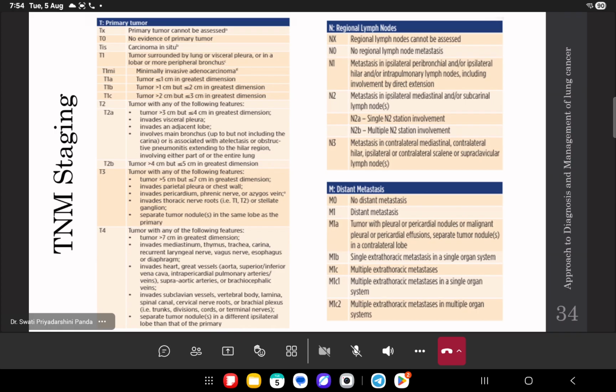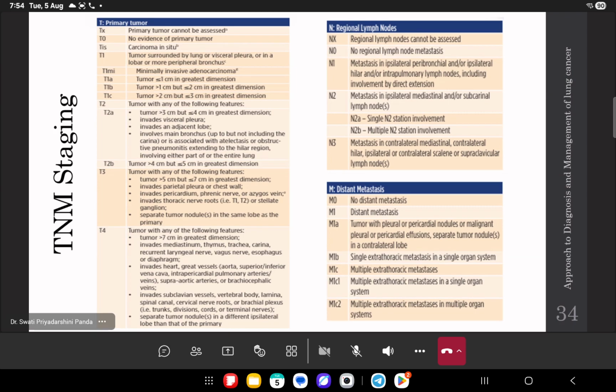T4 includes tumor size more than 7 centimeter in greatest dimension. It invades mediastinum, thymus, trachea, carina, recurrent laryngeal nerve, vagus nerve, esophagus and diaphragm. It invades also heart, great vessels, supraaortic arteries, and brachiocephalic veins. Invades subclavian vessels, vertebral body, lamina, spinal canal, cervical nerve roots, or brachial plexus. Separate tumor nodules in a different ipsilateral lobe than that of the primary.